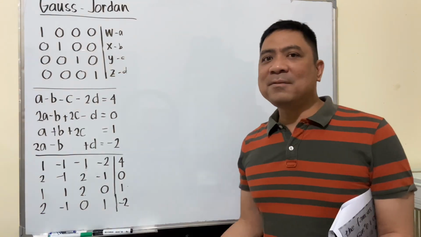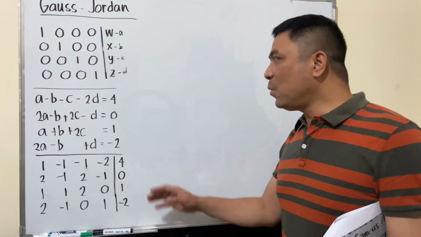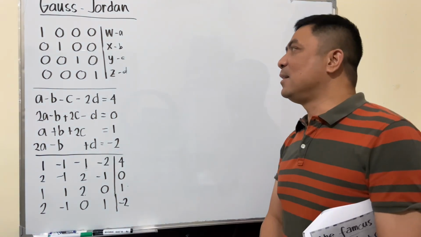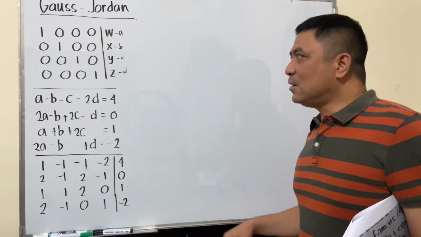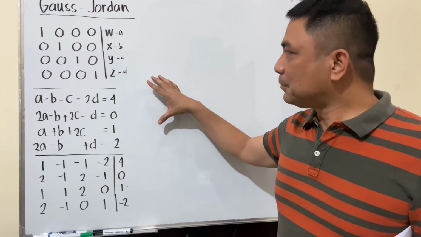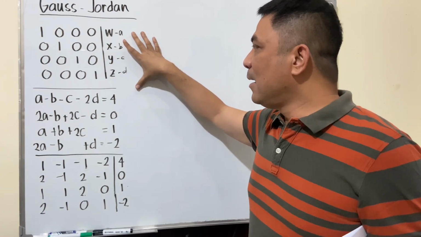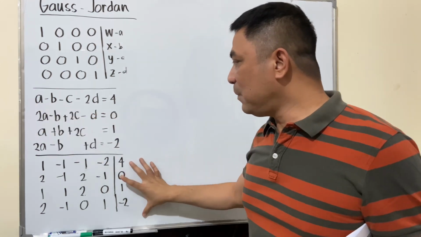Actually, we were able to solve it by elimination, but now we want to prove if our answers are correct using the Gauss-Jordan method. So what is the Gauss-Jordan method? We have to transform the matrix into this form by putting the coefficient of each variable into a matrix.